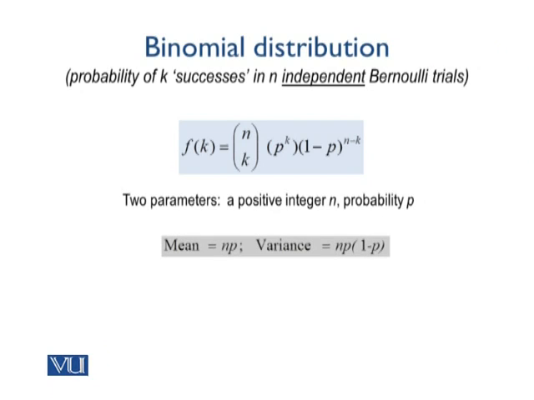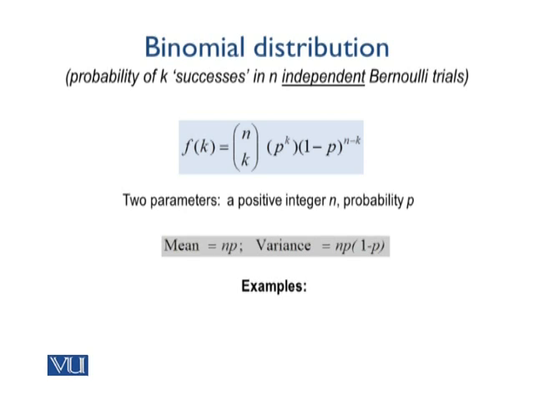The mean for such a distribution is calculated to be NP, and the variance of such a distribution is calculated as NP multiplied by 1 minus P. Let's consider some examples of a binomial distribution.